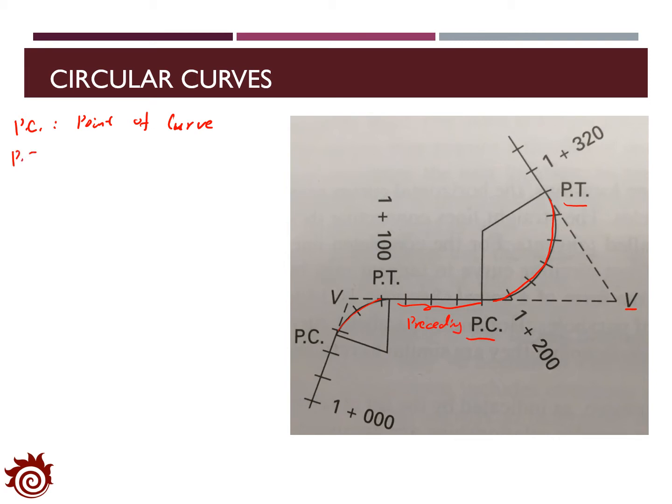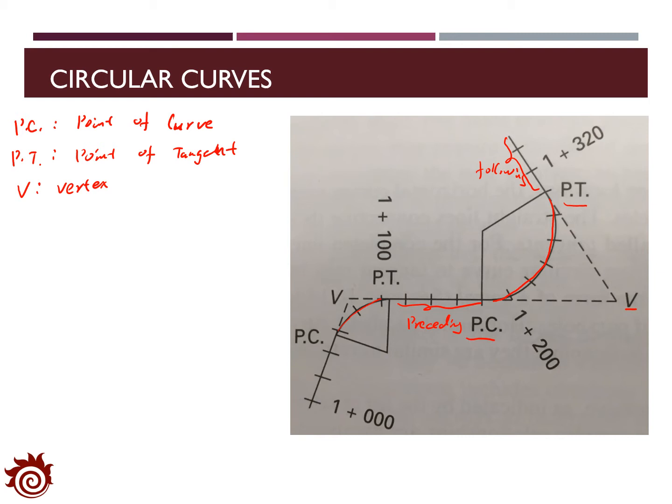And the PT is the point of tangent, which is the end point of the horizontal curve, and it will connect the curve to the following segment. Also, V here represents the vertex, which is actually the intersection of the preceding and following segments.